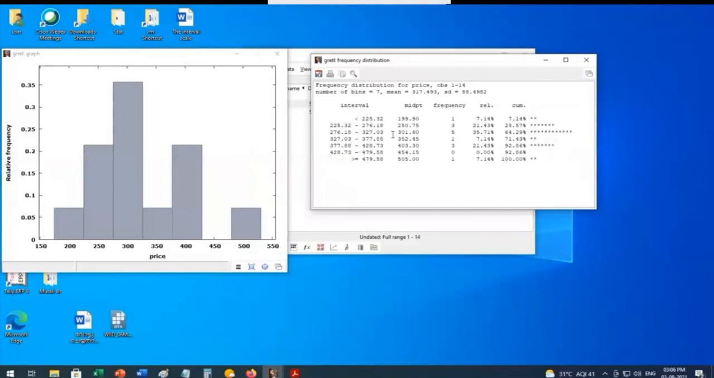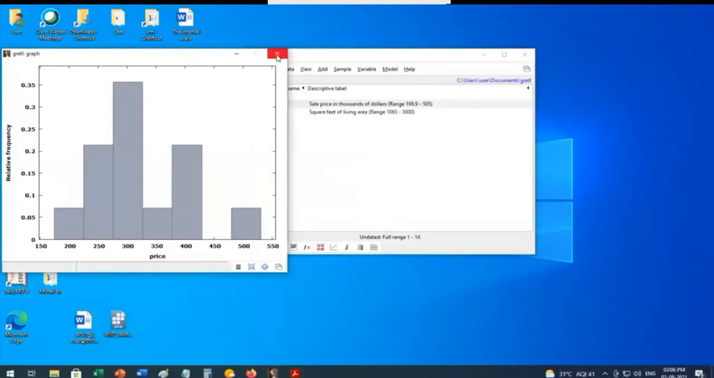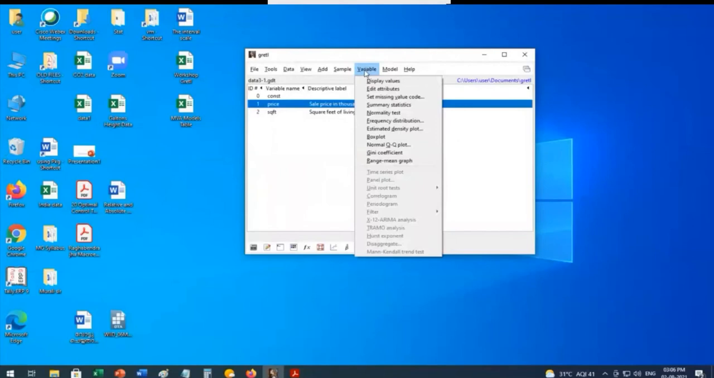Now again go to the variable. We can have a normality test and other things. Okay, we will do that later on. Then the Gini coefficient. I think you are all familiar with the Gini coefficient. This is an indicator of inequality in a distribution, for example, income inequality distribution, or inequality in consumption distribution and so on. So we click this one, Gini coefficient.